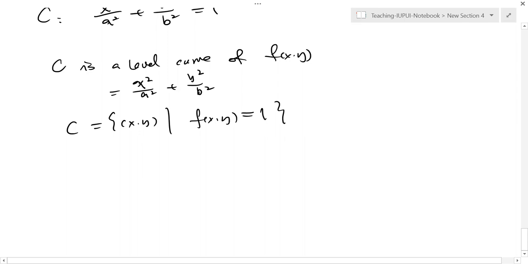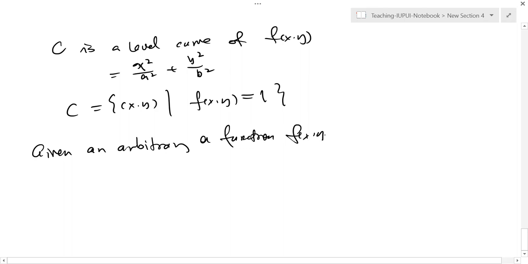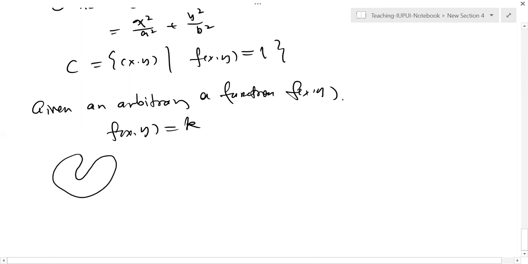What I want to talk about is an important theorem: when the level curve is indeed a curve in our sense, the image of a parametric curve. Given a level curve, it's not always the image of a parametric curve. For example, given an arbitrary function f, and f of x y equals k, the image could sometimes be like that, and sometimes like that, sometimes like this.